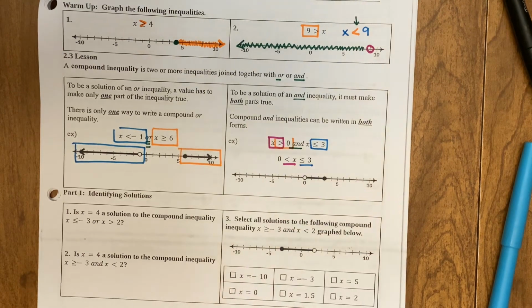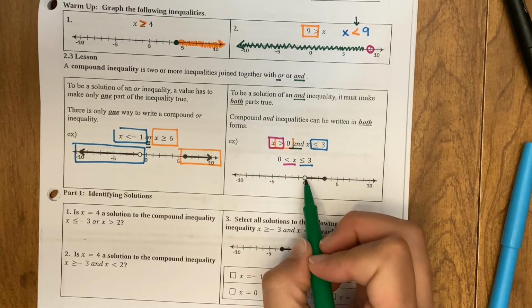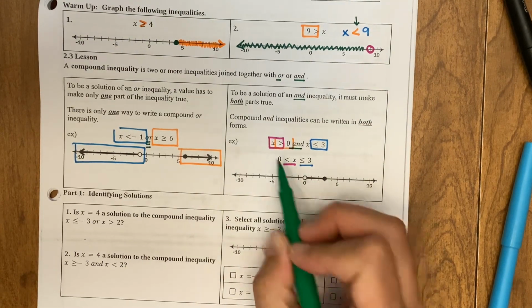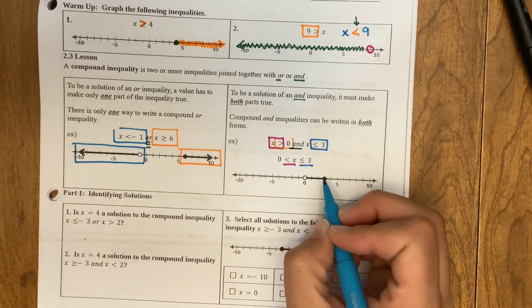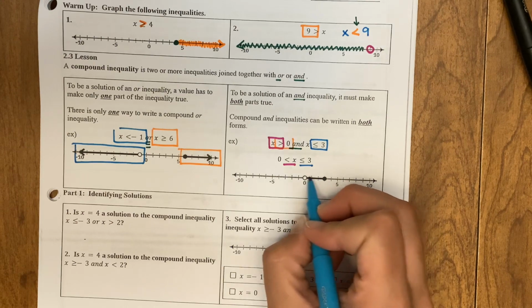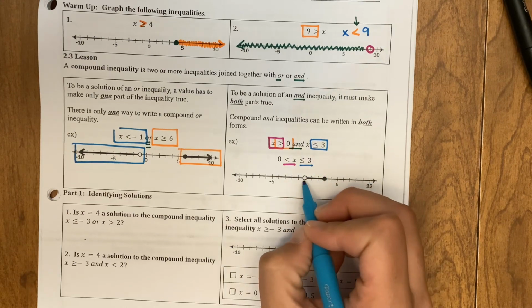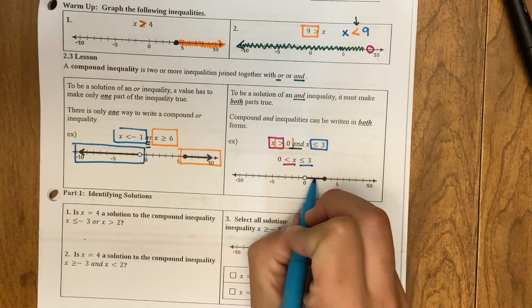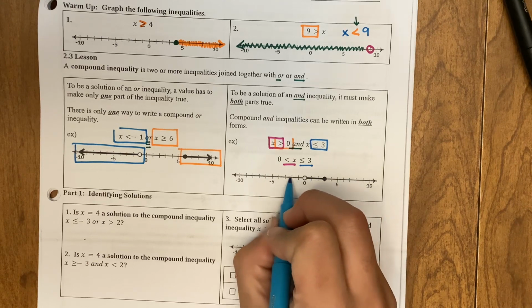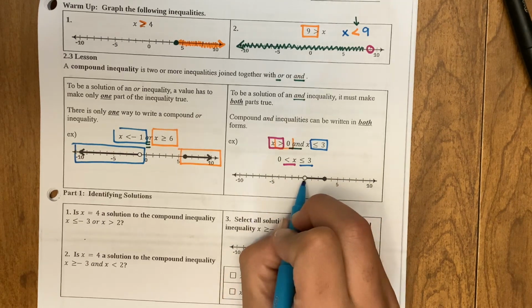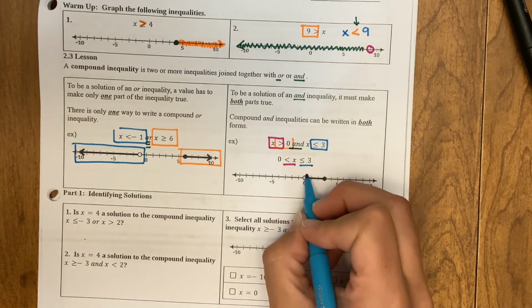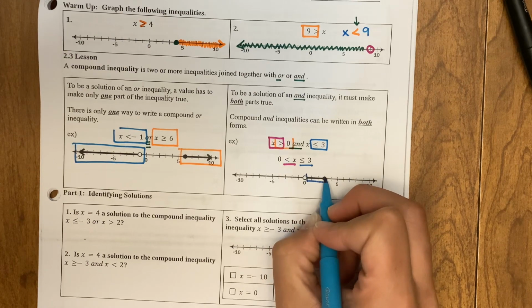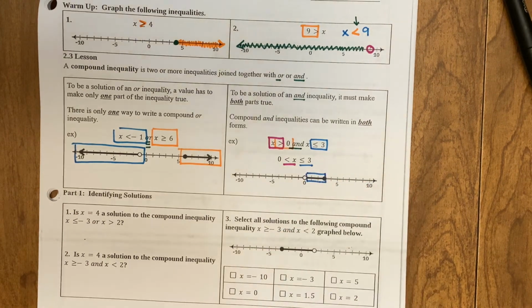So if I look at this, I have a dot on my 0. It's shaded to the right, just like my arrow says. I have a dot closed on my 3. It's shaded to the left, like my arrow states. If you notice, my shading does not go past the 0 to the left. It does not go past the 3 to the right. The only answers we are going to have are going to be in the middle of those 2 dots. It does also include the 3 because it's an equal to.